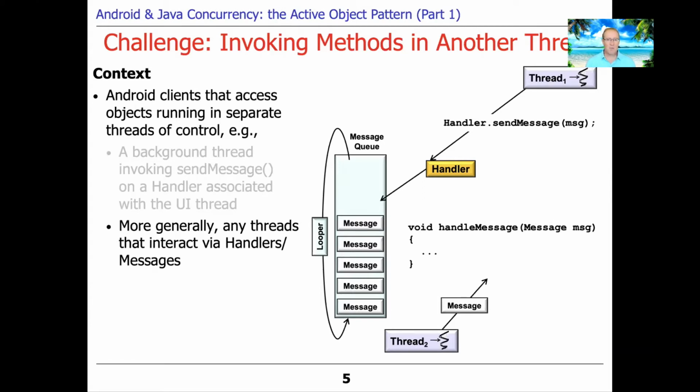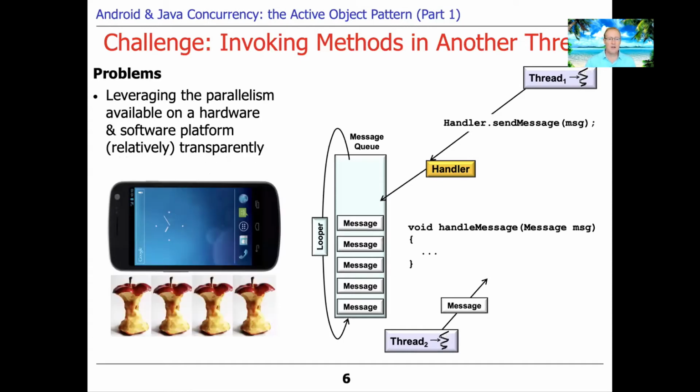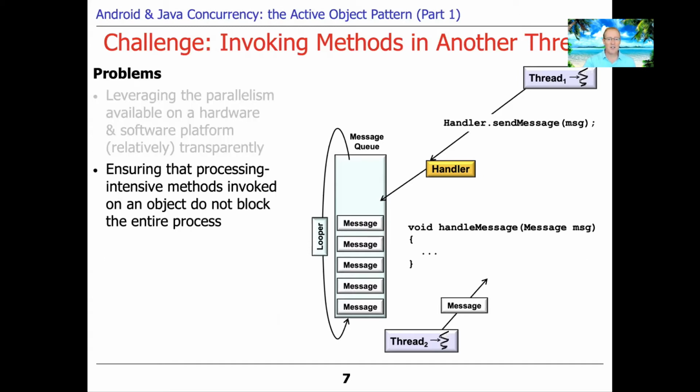More generally, it doesn't have to be a background thread talking to the user interface thread. It could be any threads that interact by having messages passed from one thread to another via a handler. So what's the problem here? Well, we'd like to make communication between threads as transparent as possible so that you don't have to stop and think about the hardware issues, the software infrastructure issues, synchronization, or moving messages between threads. All those kinds of things are going to be shielded from your knowledge.